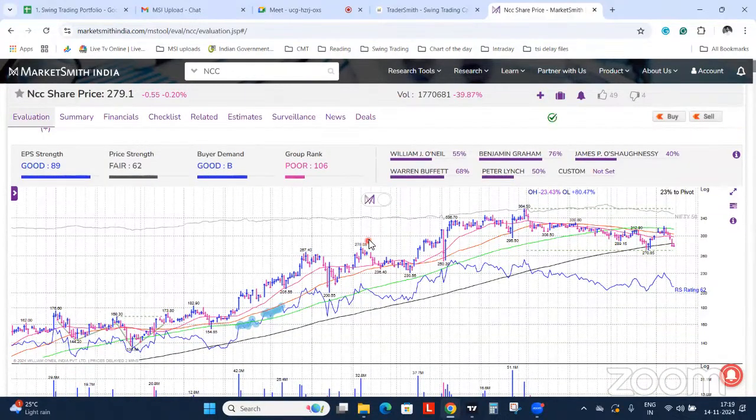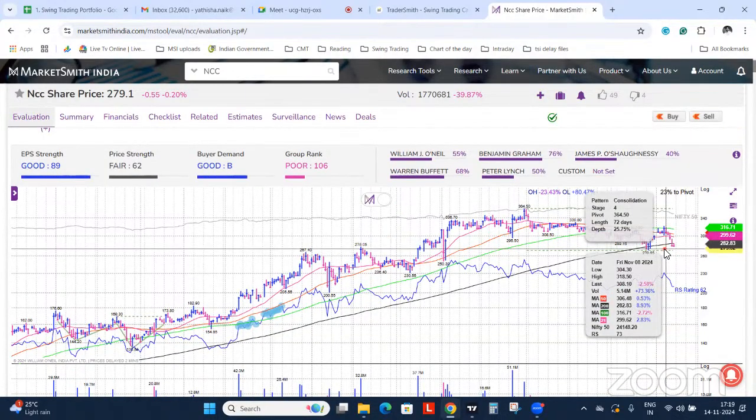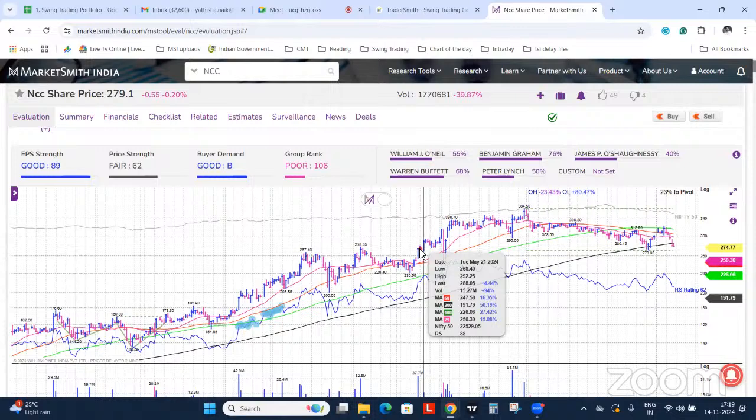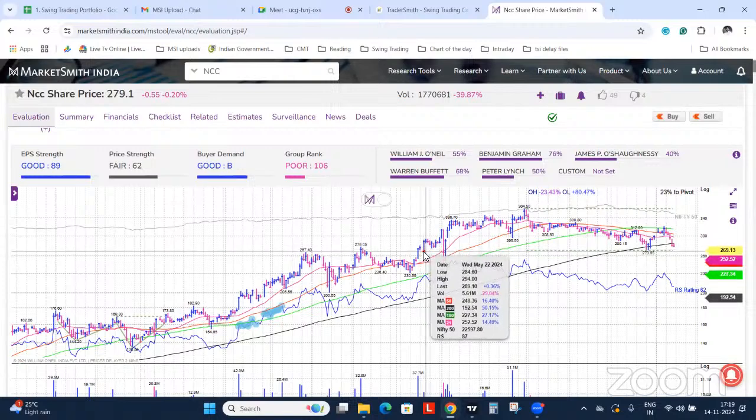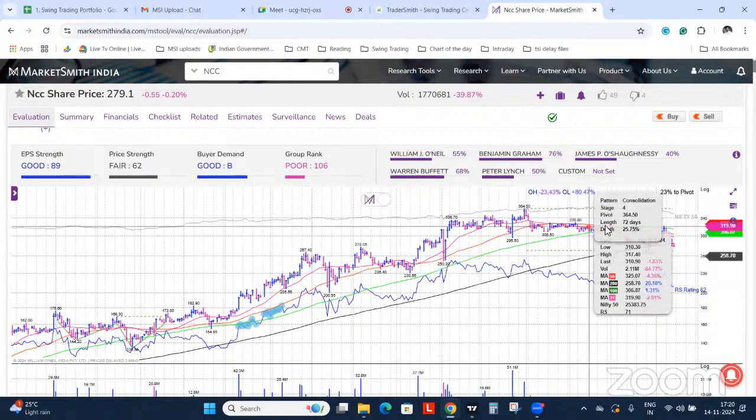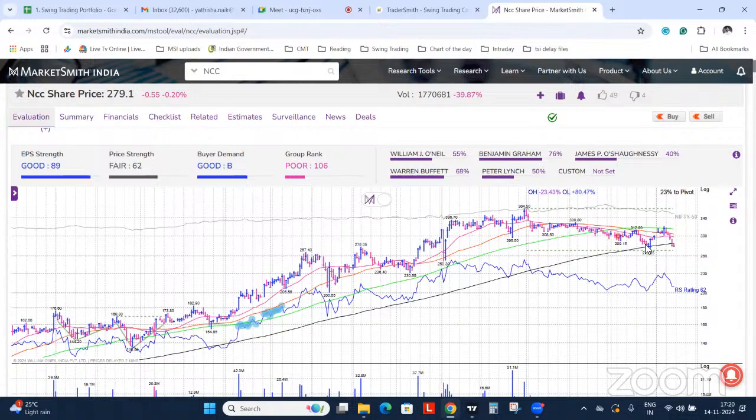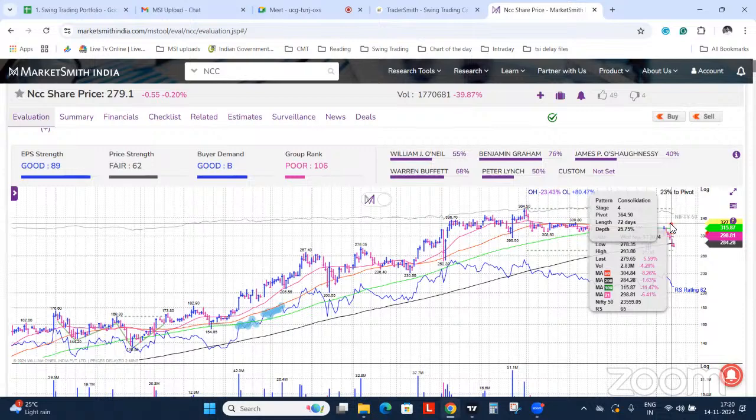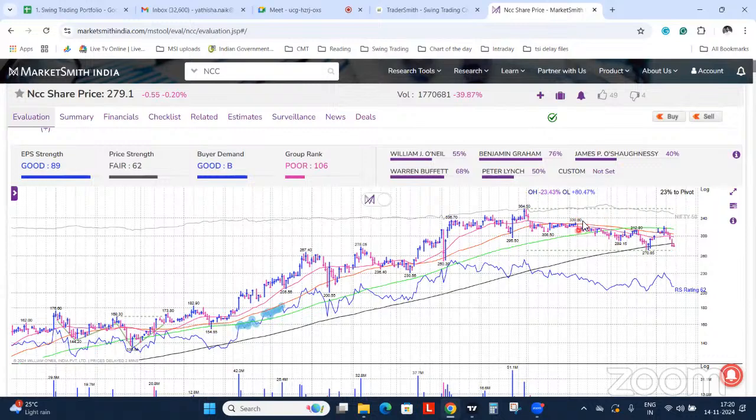NCC broke below the 200 DMA, and right now it's holding the earlier breakout level, around 270. Once it breaks below 270, we might see a fresh downside window open on this stock. So those already holding this stock can exit right away. On the upside, it's better to wait for the 330 level for a change in trend, but until then it's trending in negative territory.